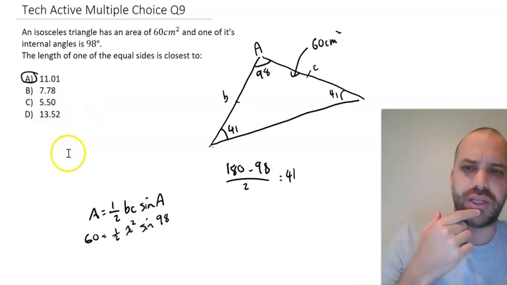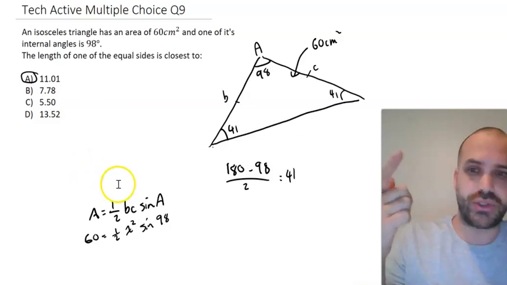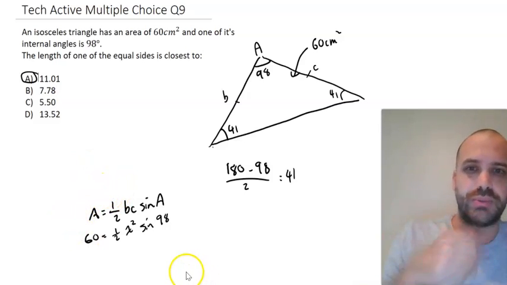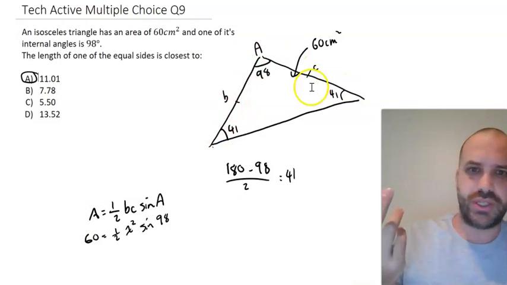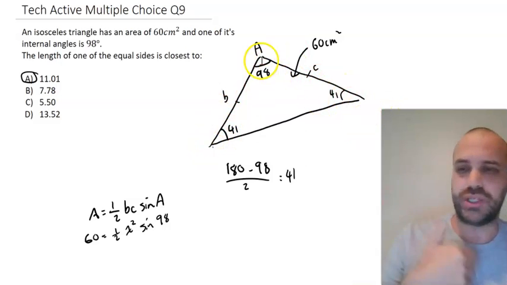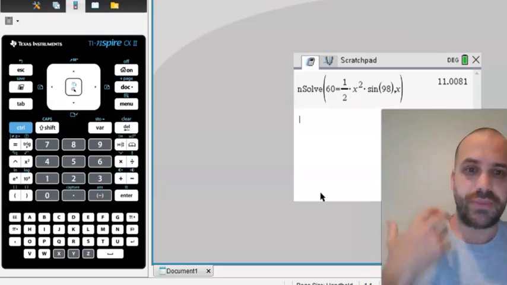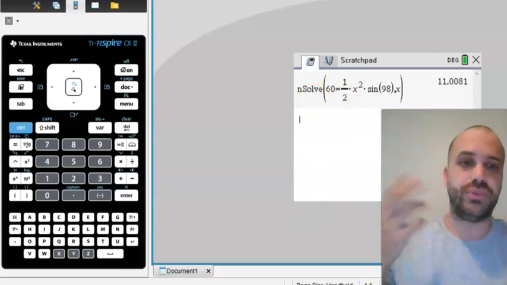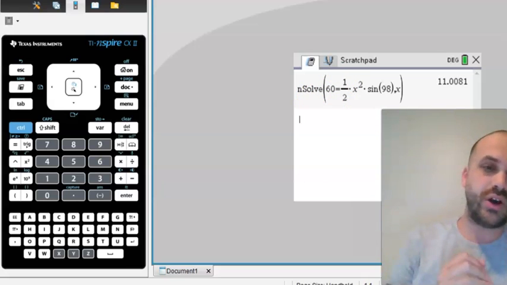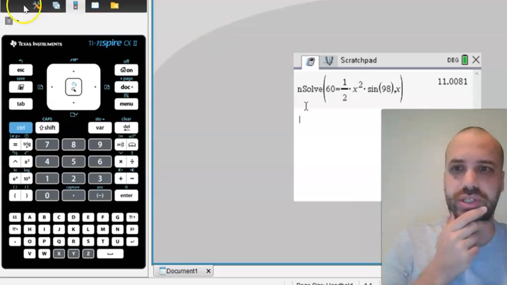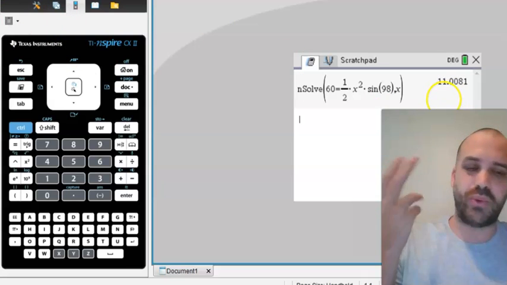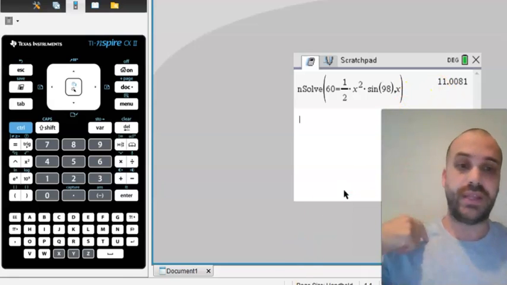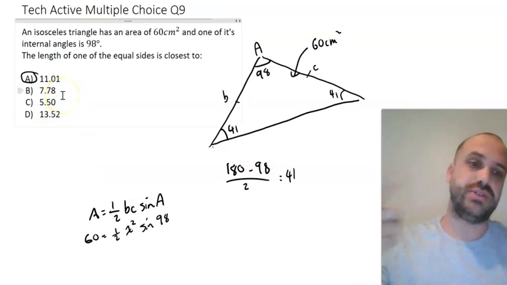I'm pretty sure that I know that if I were to graph this, I'd get two solutions. One of those would be a negative solution, which is like a negative length, which doesn't make any sense here. So I'm using nSolve, but I'm using it cautiously. I know what I'm doing. nSolve is, I think, a very dangerous tool on the TI because it only spits out one answer when there could be multiple answers. In this case, it's not a problem.